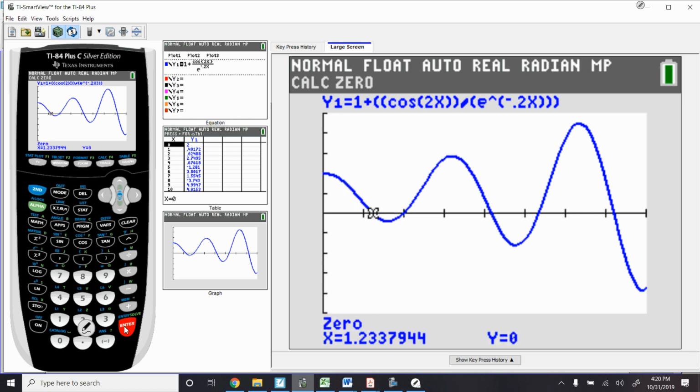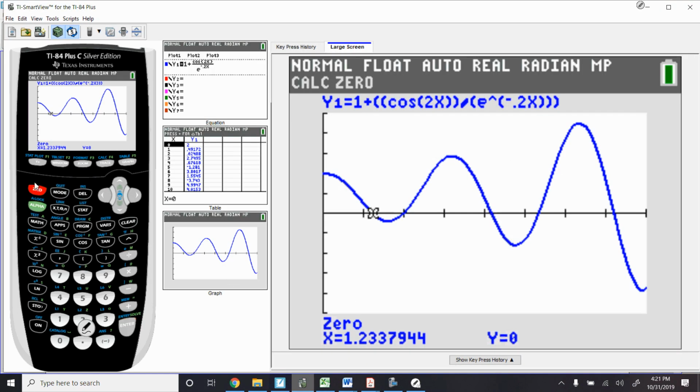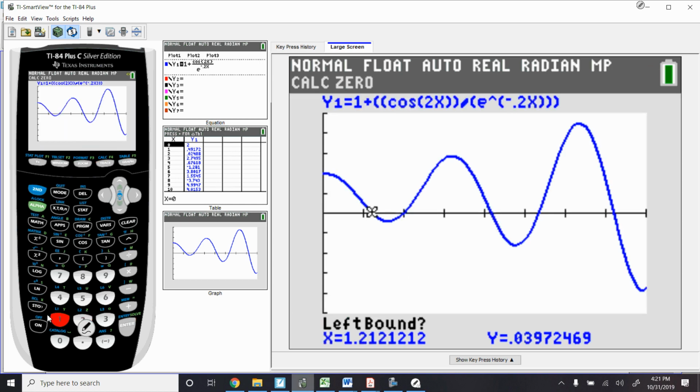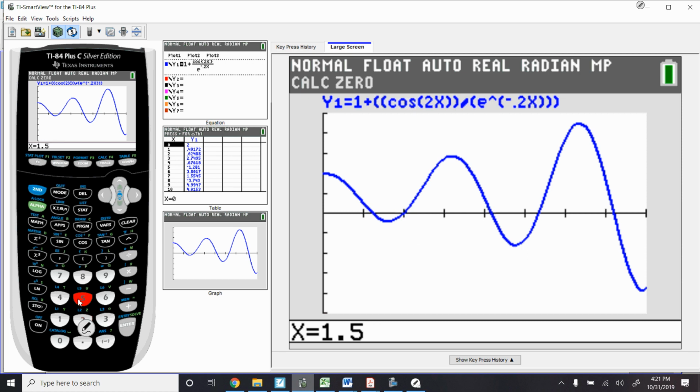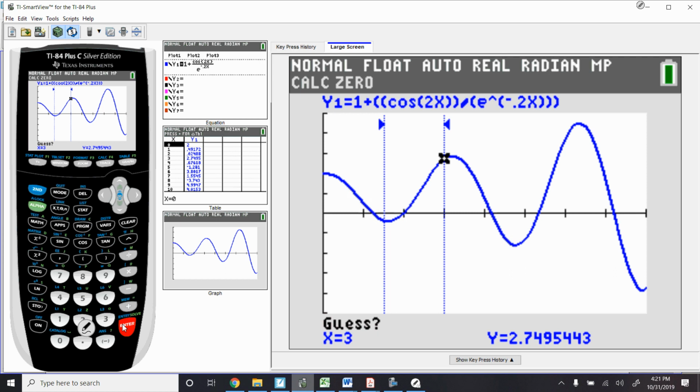So here's my first one, 1.234. But I know that there's going to be 4 more. So I'll get my next 0, second trace 0. And now I'll do 1.5 for my left bound, and I'll do 3 for my right bound. I never do the guess thing. I just hit enter. And my next zero is at 1.988.